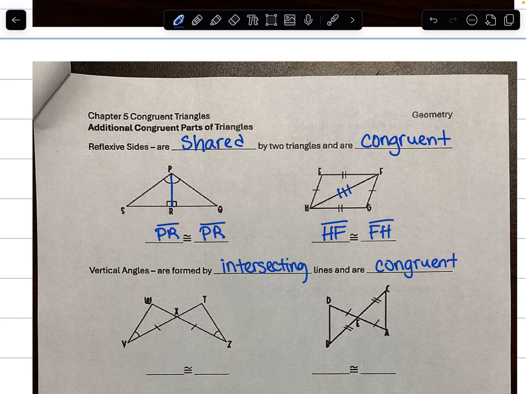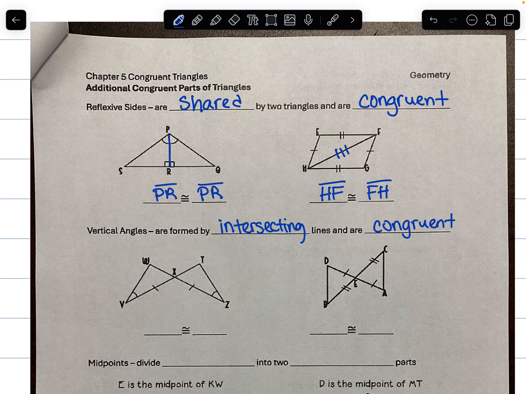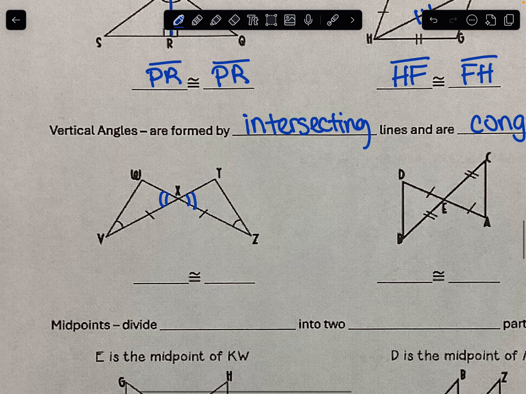Okay, we've talked about that one a lot this year. Now, if I'm going to mark these two angles here as being congruent, how many arcs do I need to put in them? 2. I can't put 1 because that one's already been used, and I don't know for sure that it's congruent. So I need to mark it differently. Now, can anyone tell me how I could state that those two angles are congruent?